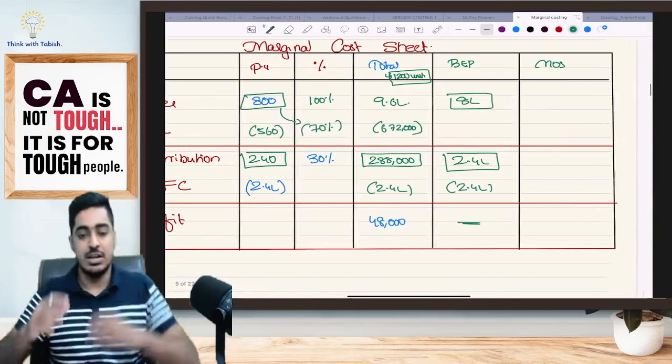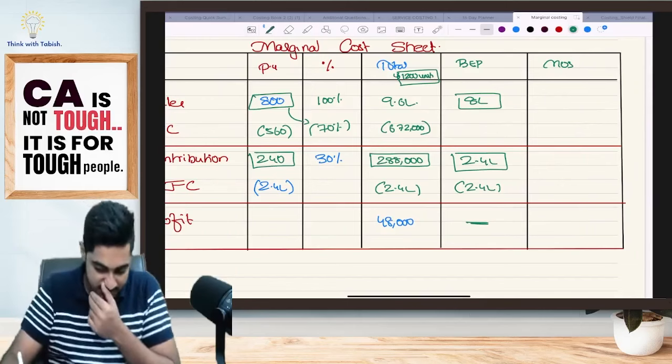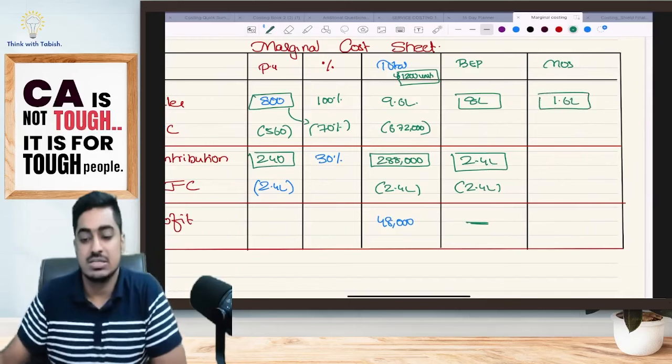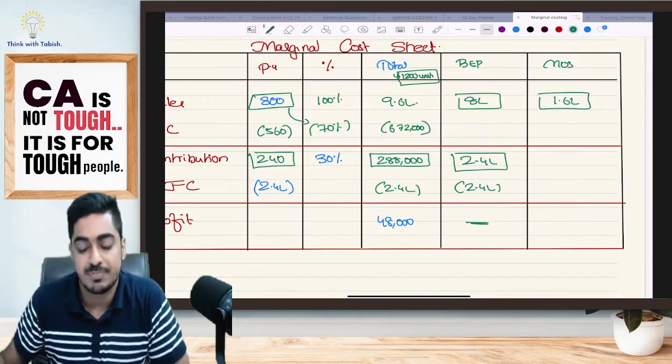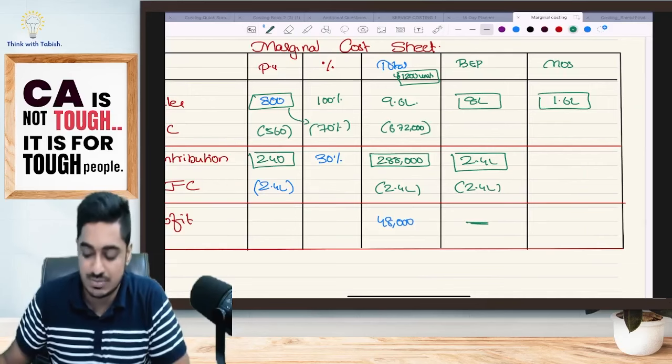Okay, margin of safety. Total 9,60,000 sale we have done. In that, BEP is 8 lakh. That means how much is margin of safety? Over and above BEP is 1,60,000. Is this over? Simple, everyone. So, whether marginal costing has become manageable? Are we solving questions without touching a single formula? Yes, everyone.